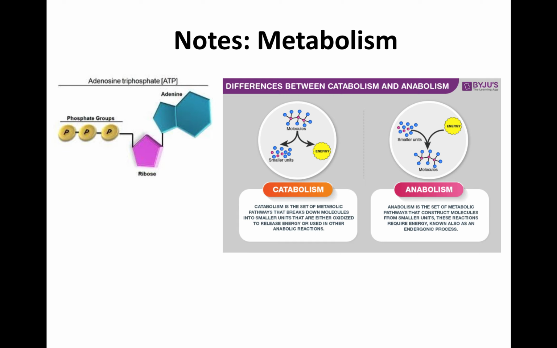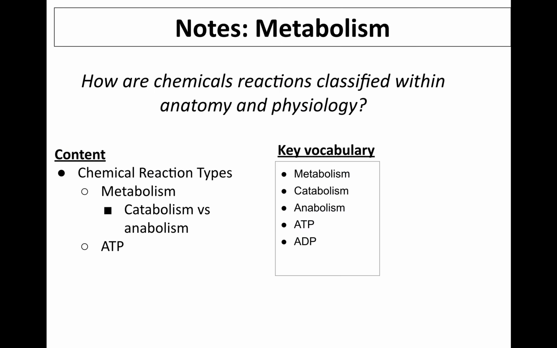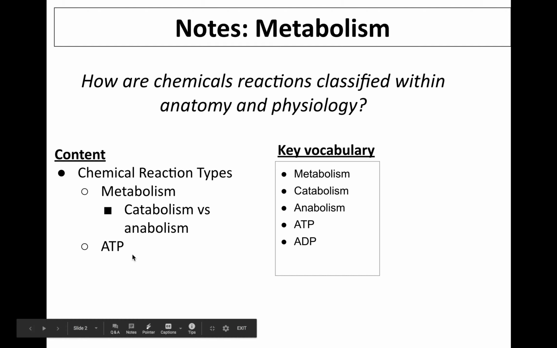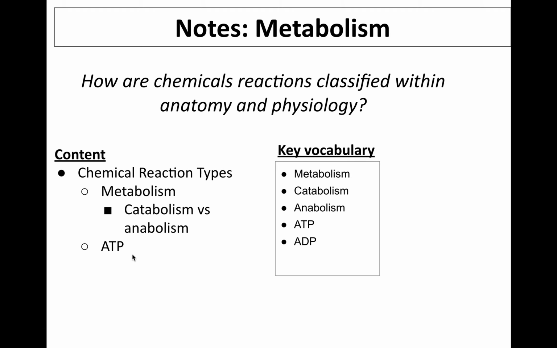Hi everyone. In these notes, we're going to go over the concept of metabolism and how it falls into chemical reactions in your body. How are chemical reactions classified within anatomy and physiology, or what special terms are unique to anatomy and physiology when it applies to the chemistry of your body? In these notes, we're going to review the terms metabolism, catabolism, anabolism, and then we'll spend some time going over what ATP is and why it's important.